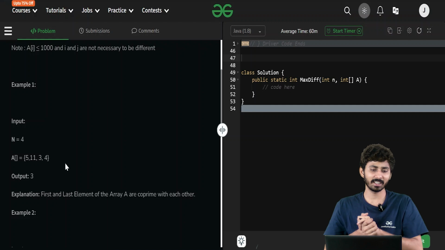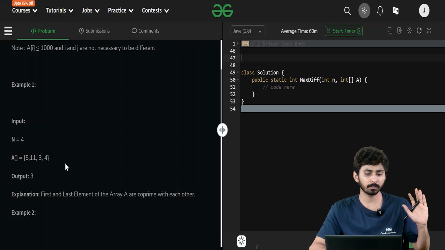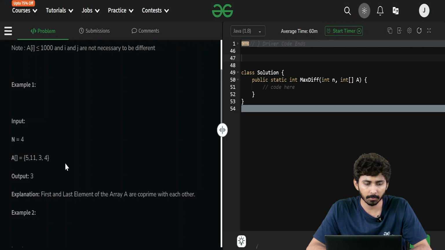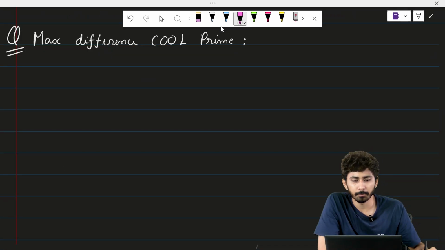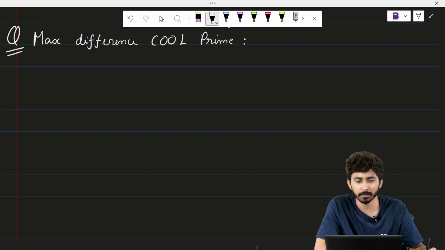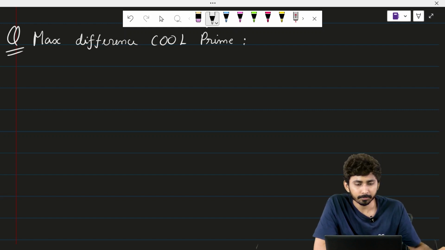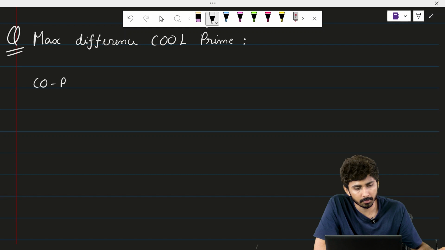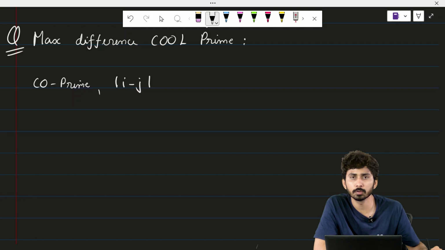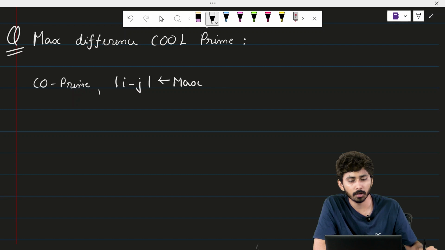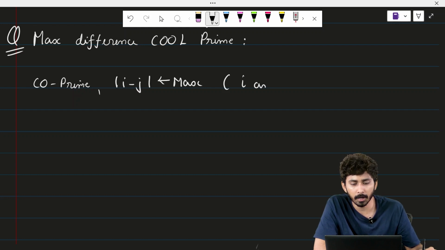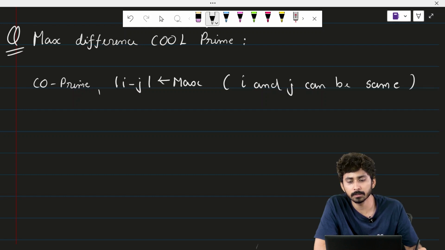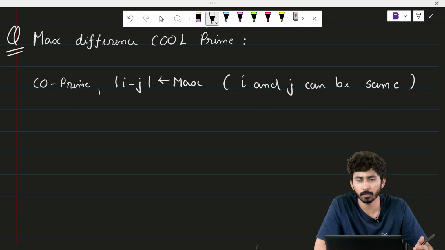No worries, I'll explain the question and everything. So let's start and understand what this question is saying. Let's take some examples. Before moving on to the implementation, what the question says is: you have to find the pairs of co-prime numbers, take the absolute difference between their indexes, and find the maximum value of i minus j. There is one more note: i and j can be the same. That means you can access the same element and think about it.